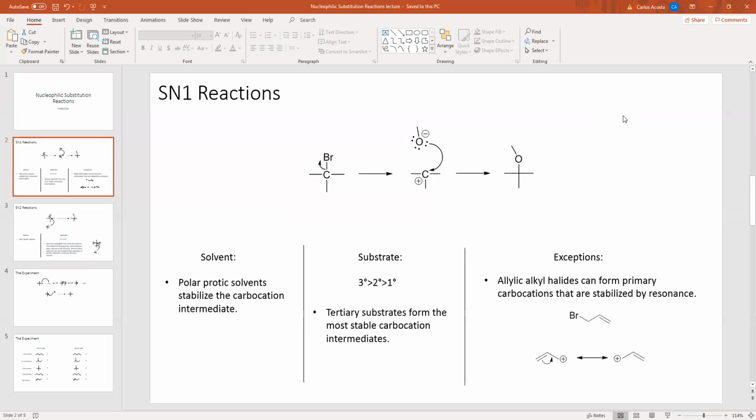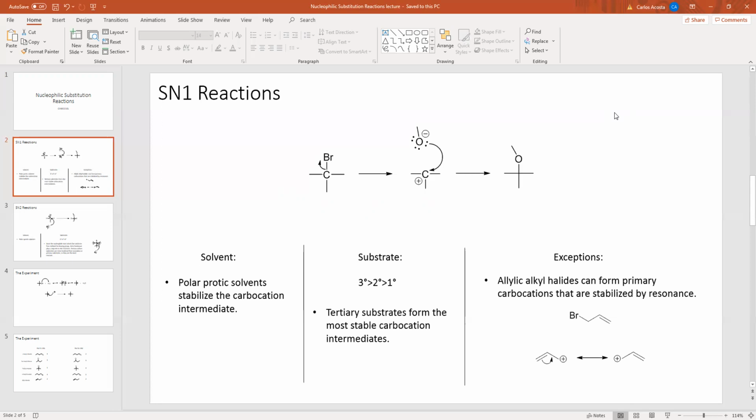This is an SN1 reaction. And as we can see here, it is a two-step process. In the first step, the leaving group takes its electrons and leaves, forming a carbocation intermediate. This intermediate gets attacked by our nucleophile, which donates a pair of electrons to it, and they form a bond in the process.